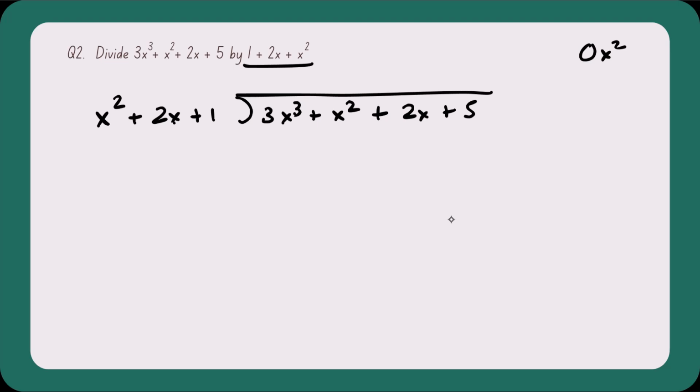In case the x was not there, you'll write 0x. That's how you do it, okay? Now what are we going to multiply with? You're going to multiply with 3x. 3x into x square is 3x cubed. Perfect. So that will get cancelled out.